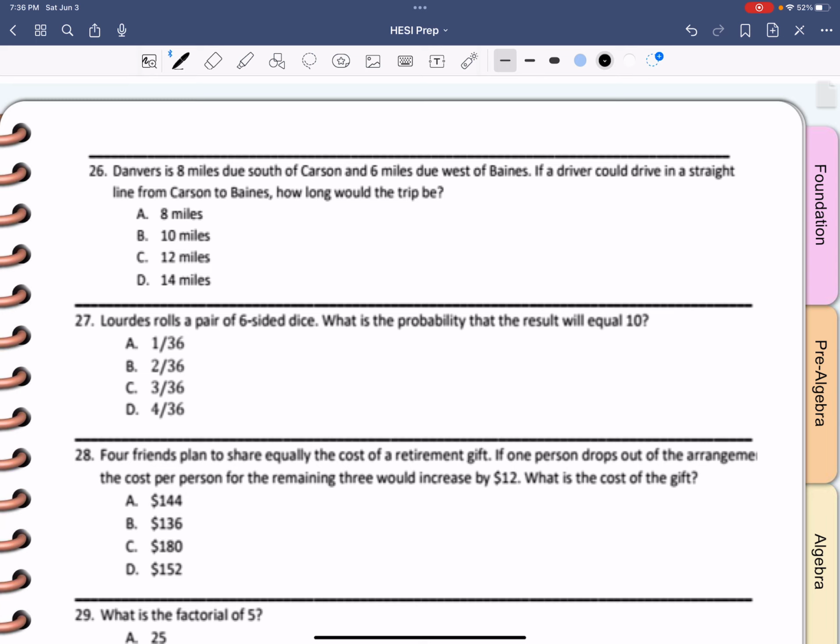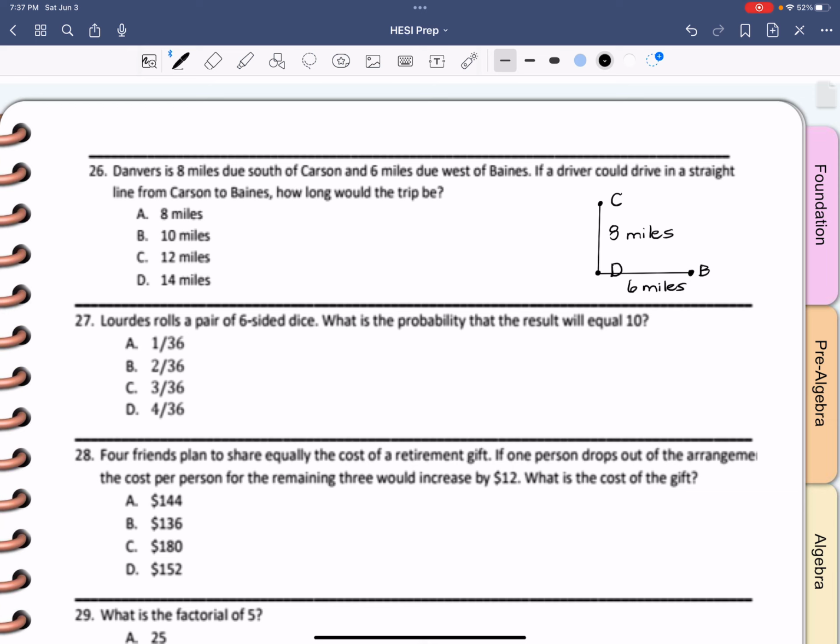Danvers is 8 miles due south of Carson. So let's make Carson be right here. Danvers is south of that, and I'm going to go ahead and draw the road in there and give it a label. So that segment is 8 miles due south of Carson, and 6 miles due west of Baines. So Baines is over here, and this is 6 miles. I'm not to scale, I know that. Please bear with me.